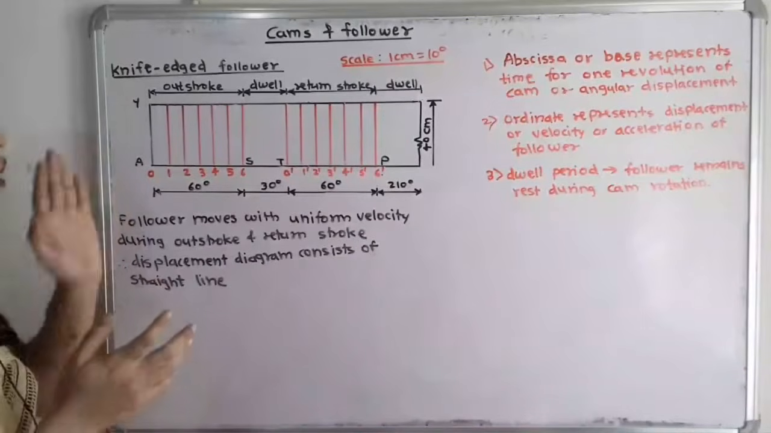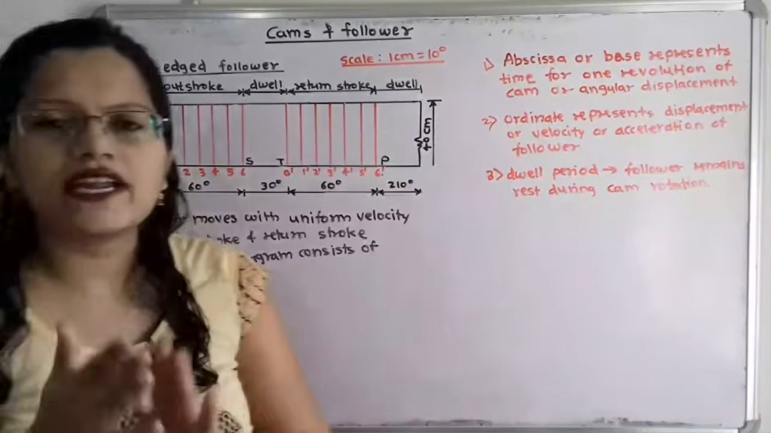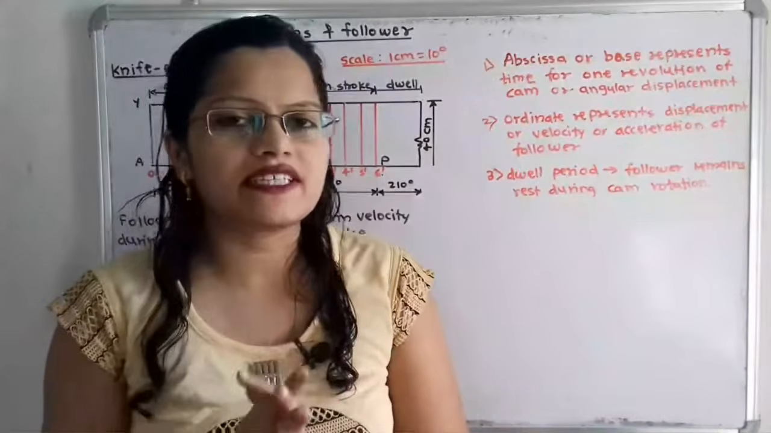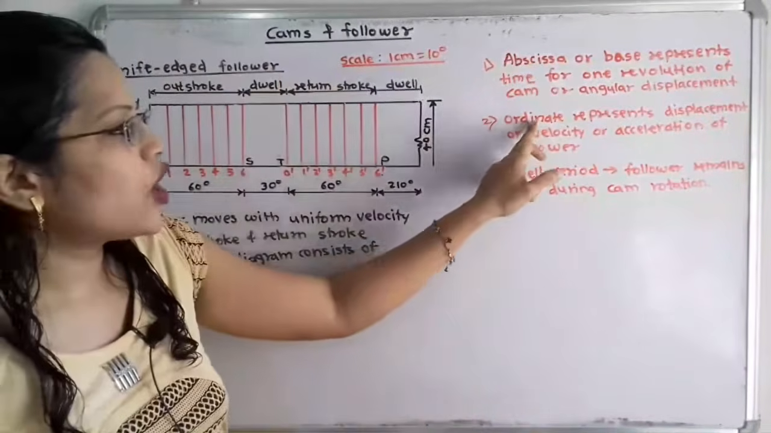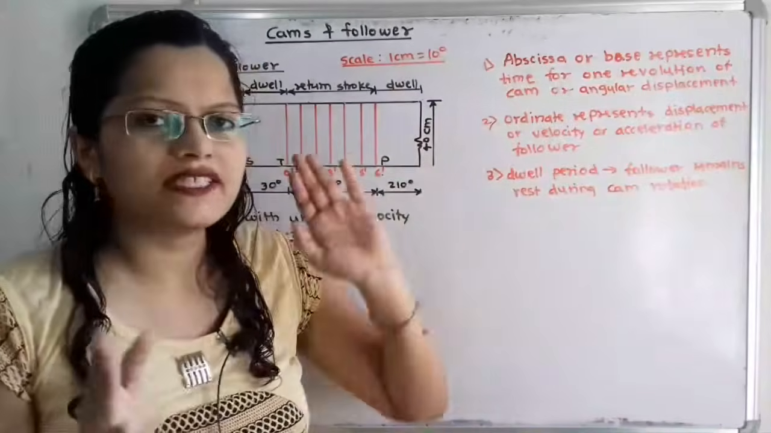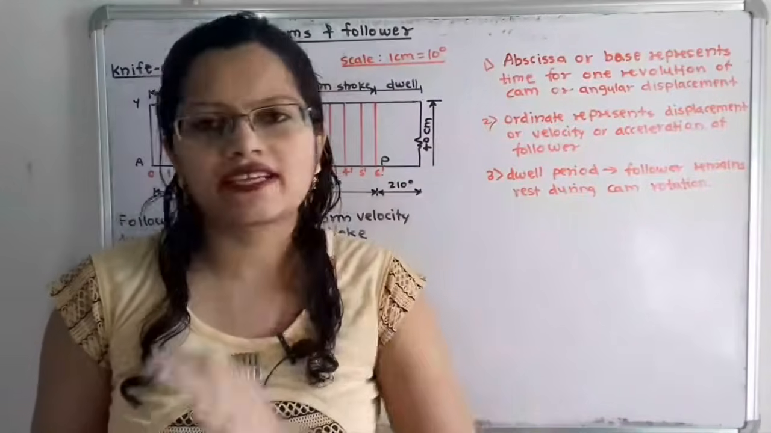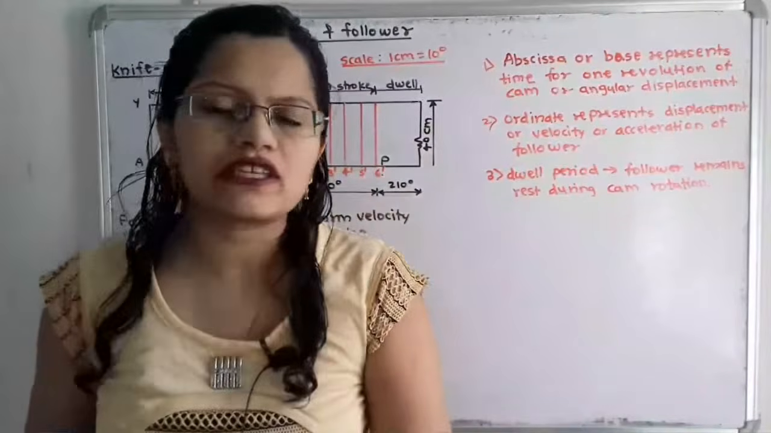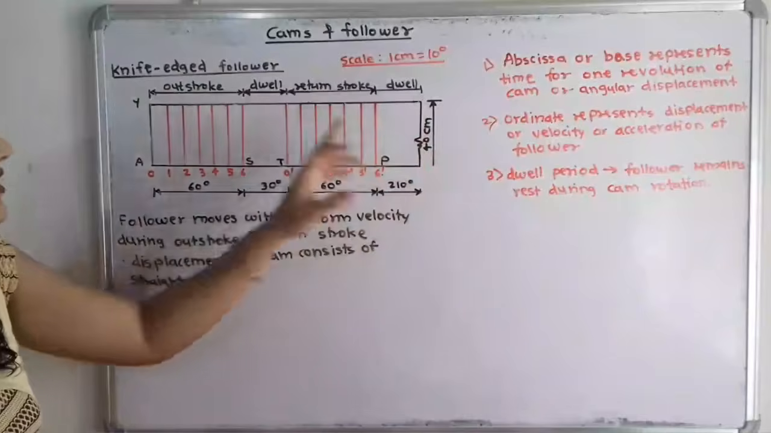Then we will move to the ordinate. For the ordinate here, stroke is given. So stroke means we will say displacement. We know that the ordinate represents displacement or velocity or acceleration of the follower. Here the stroke of the follower is given, and that is equal to 40 centimeter.